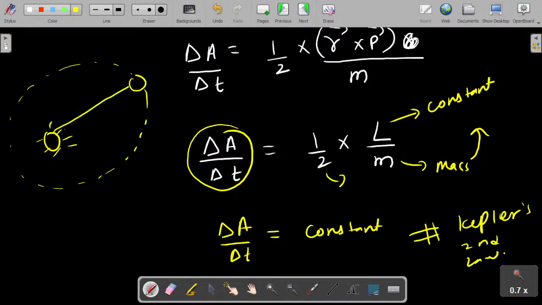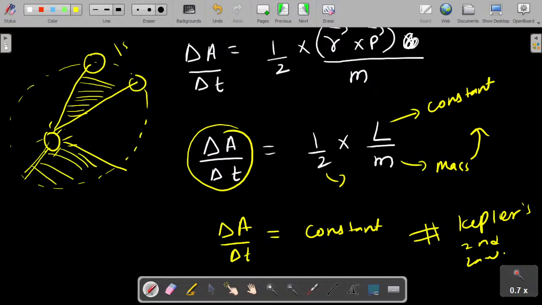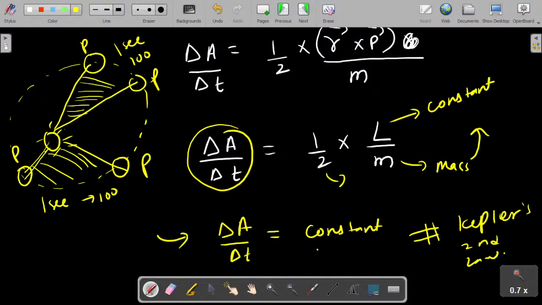This is the second law. In the same time it covers the same area. Suppose in 1 second it covers 100, then again in 1 second it covers 100. Same planet, at different positions. Every planet sweeps equal area in equal interval of time. That is constant for every planet. That is Kepler's second law.